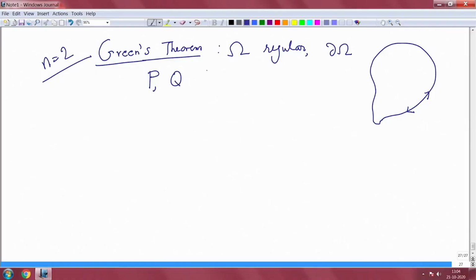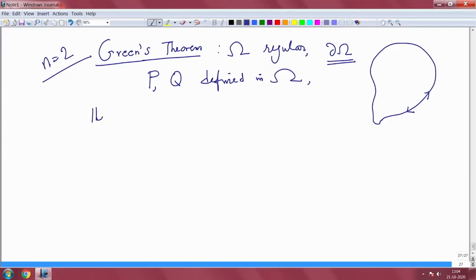And you have your P and Q functions defined in omega, and you have your curve gamma, that is d omega, and d omega needs that assumption. So, look into the proofs for the very precise definition. First try to understand intuitively, geometrically, then understand properly in 2 dimensions, and then in the other dimensions.